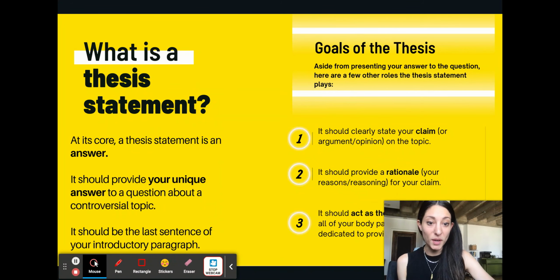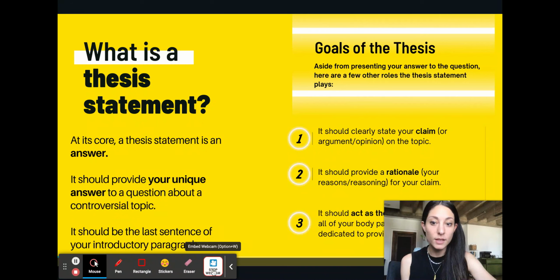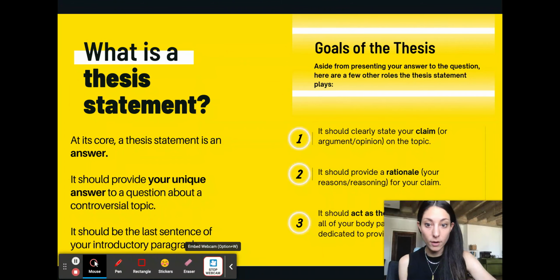So, first of all, what is it? At its core, a thesis statement is an answer. It needs to provide your unique answer to a question about a controversial topic. Also, it should be the last sentence of your introductory paragraph.